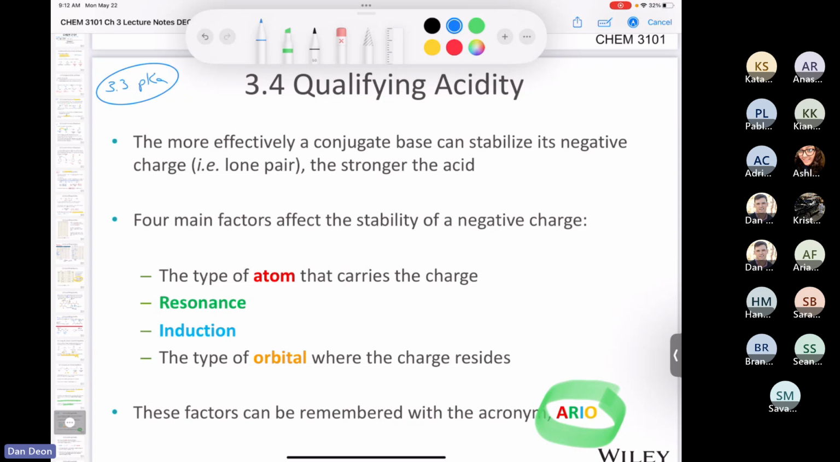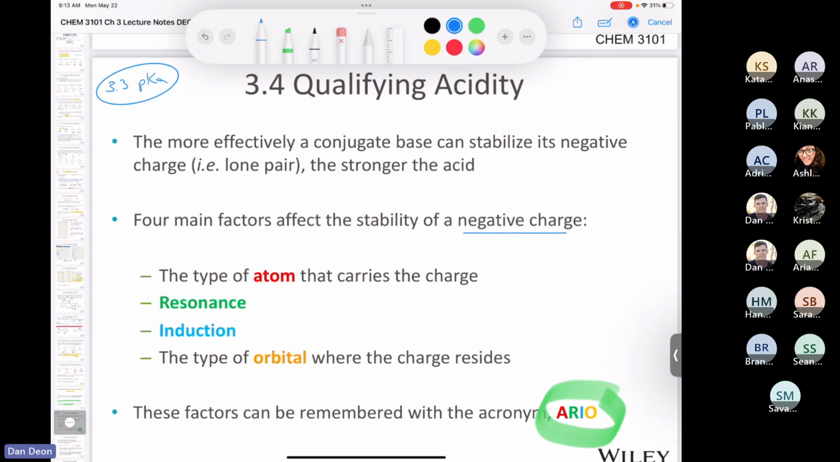And the way that we're going to actually quantify acidity is by looking at the stability of the conjugate base, because we know the more stable a conjugate base is, the stronger the acid that would result after it accepts a proton. And there are four main factors that affect the stability of a conjugate base or a negative charge.